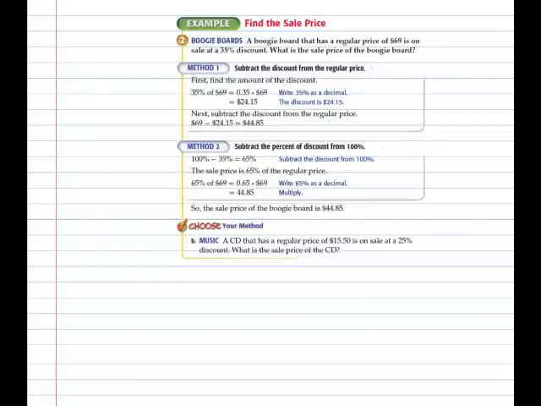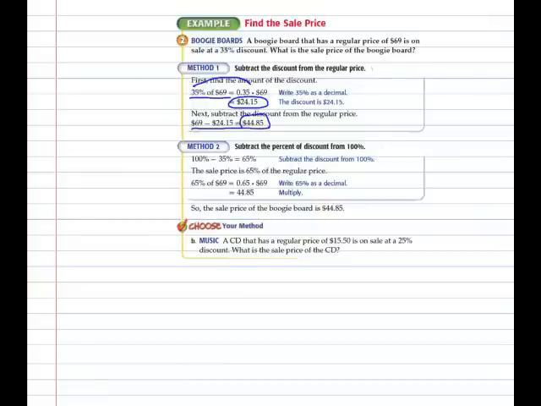Method 1, subtract the discount from the regular price. So again, I'm going to find 35% of 69. I'm going to change 35% to a decimal, 0.35. Multiply it times 69. My discount then is $24.15. I have to go back and subtract that from my regular price. My sale price then, regular price minus discount, is $44.85.